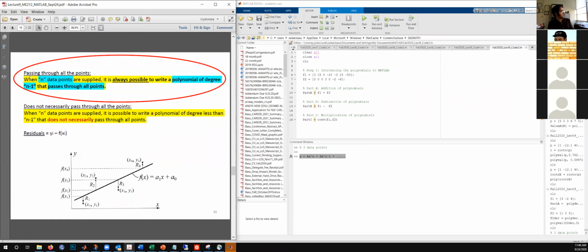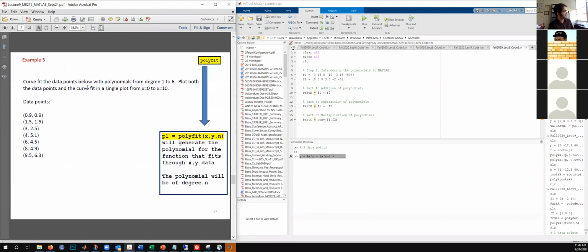But remember this particular statement. When n data points are given to you, it is always possible to write a polynomial of degree n minus 1 that would pass through all those points. So if you have 3 data points, write a quadratic polynomial that would pass through all the data points. If you have, as in this example, 7 points, then the polynomial order that should pass through all of them is 7 minus 1, 6. We can revisit this concept in the next lecture, but make sure that you understand this because there would be a question on this in the final exam. Okay?